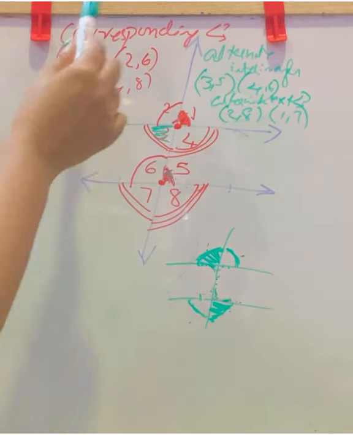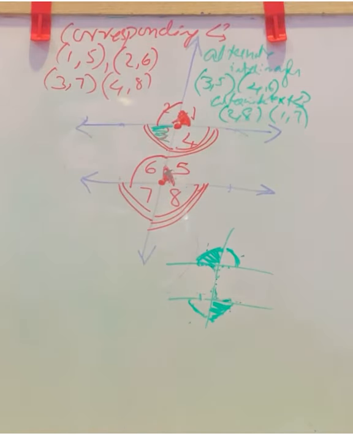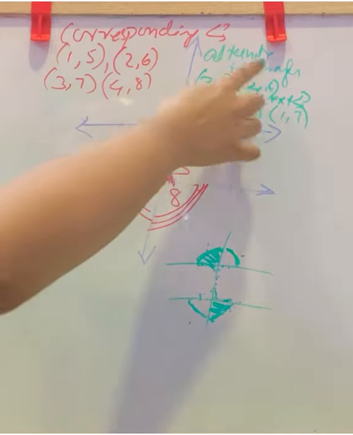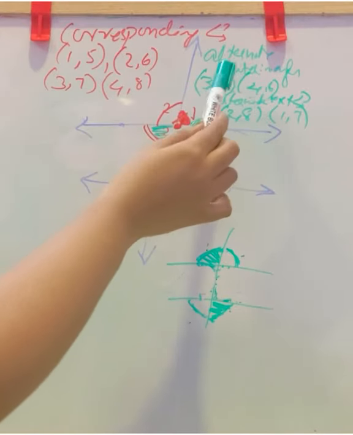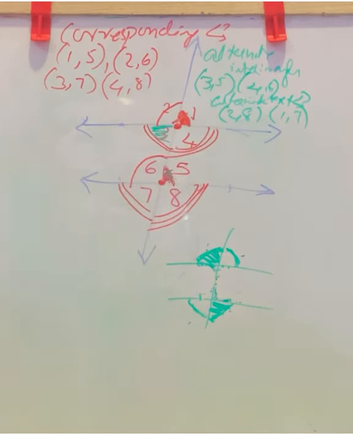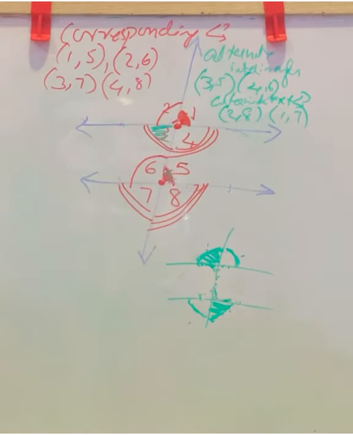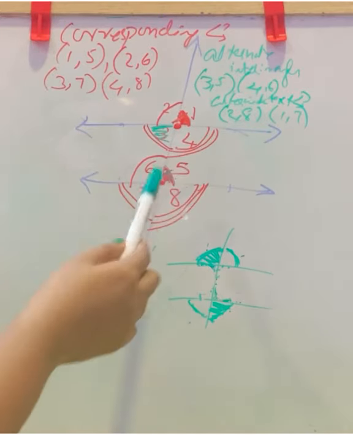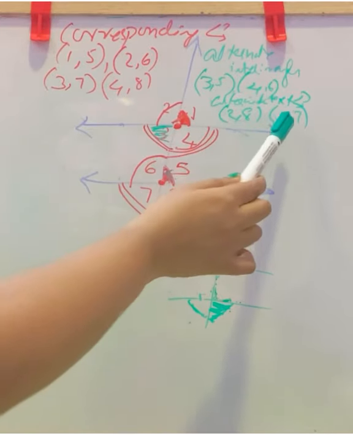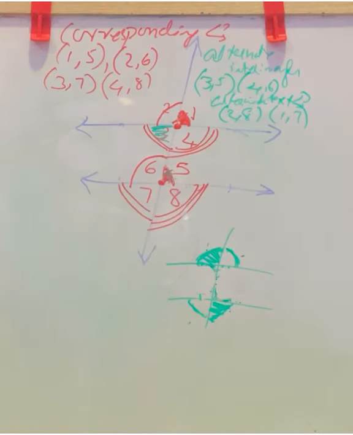Now we know corresponding angles have the same measurement. Like that, alternate interior angles will be equal. Also alternate exterior angles will be equal. That is, the measurement of 3 and 5 are equal. The measurement of 4 and 6 are equal. The measurement of 2 and 8 are equal. Here, measurement of 1 and 7 are equal.